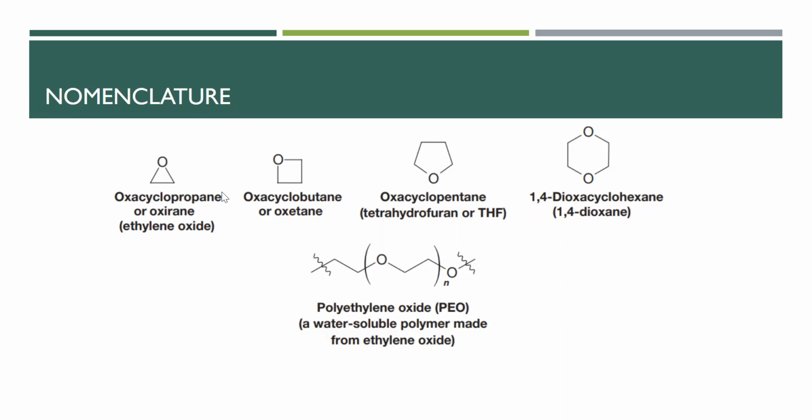So you have your propane. Okay, you have your propane. And you have your cyclopropane, but you have your oxygen here, so your oxacyclopropane. The common name is oxirane. Or you can have your ethylene oxide. The common name. You have also the oxacyclobutane.